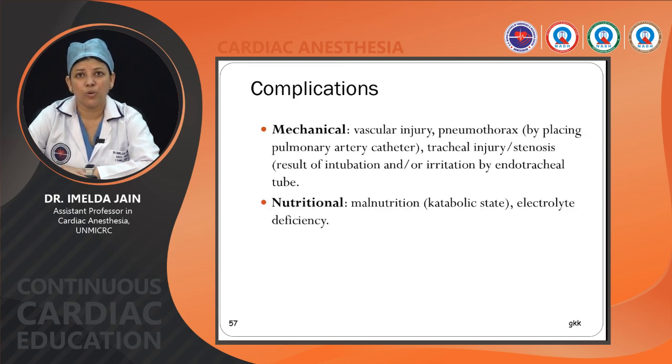Mechanical complications due to ventilator can be vascular injuries, pneumothorax by placing a pulmonary artery catheter, tracheal injury or stenosis as a result of prolonged intubation or irritation by the endotracheal tube. Nutritional complications would include malnutrition due to a catabolic state and electrolyte deficiencies.